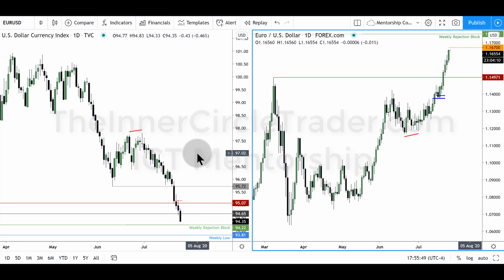Beautiful delivery on the daily on dollar. Nice big candles as we drop lower. As we broke through this low here, big acceleration, magnitude, big displacement, big candles. And that's what we wanted to see. We had that. And it's just a beautiful display of following a plan, following a narrative, looking for specific things that deliver.